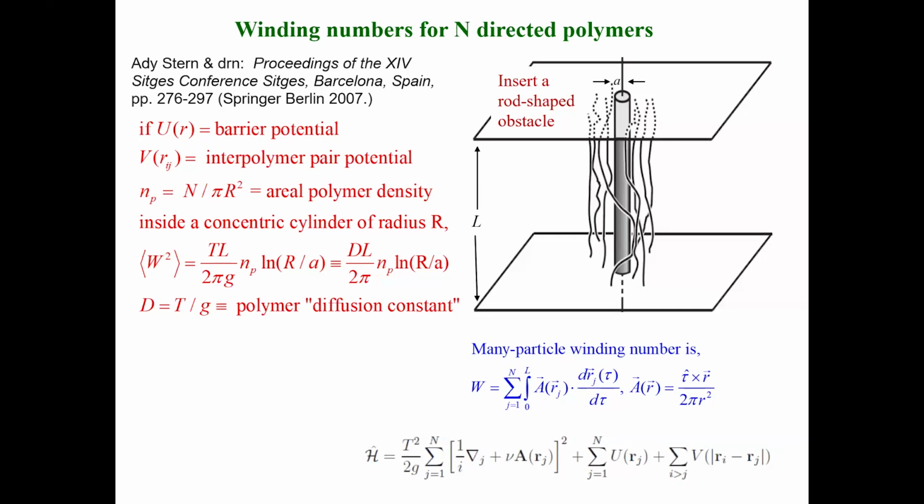Getting the 1/2 pi, that's hard work. But the basic idea is that there's a diffusion constant associated with each one of these polymers. Of course, they're avoiding the other polymers as well as the barrier. That diffusion constant is basically temperature, or kBT, if I put in Boltzmann's constant, divided by G. That plays the role in projection of a kind of polymer diffusion constant.